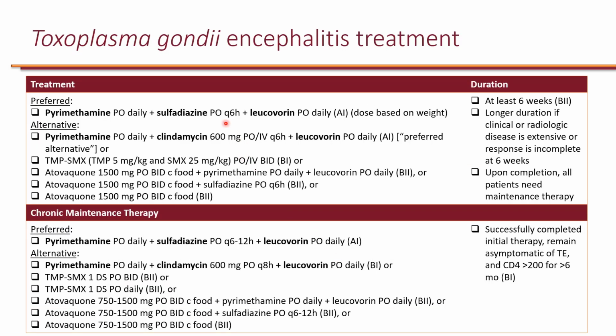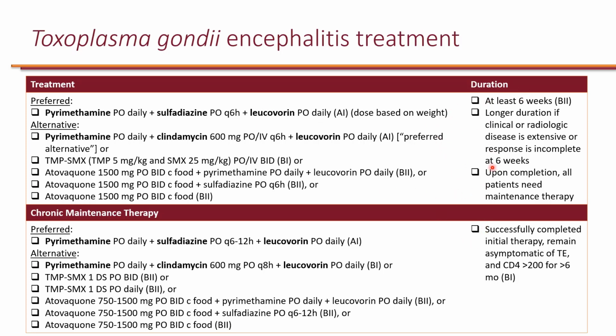For Toxoplasma gondii encephalitis, the treatment is a combination of pyrimethamine, sulfadiazine, and leucovorin. That's the preferred regimen, and you want to treat for at least 6 weeks. So this is a 6-week treatment, and even longer duration if clinical or radiologic disease is extensive or response is incomplete at 6 weeks. So you have to monitor the patient through the 6 weeks and see how they're improving.